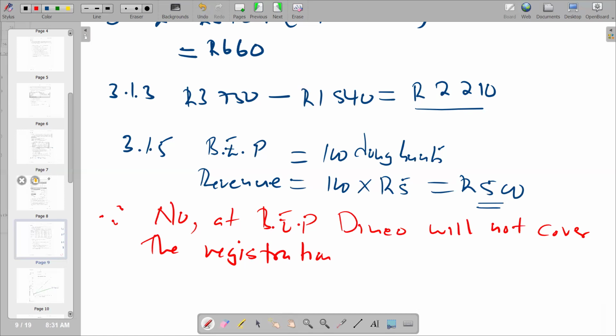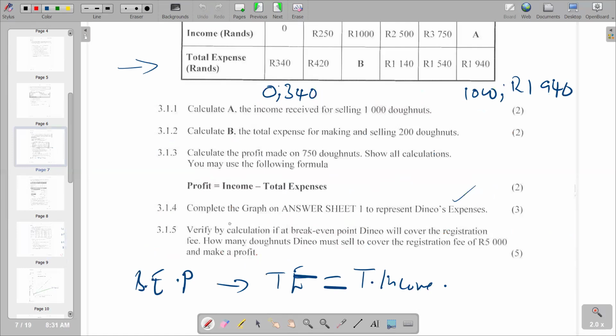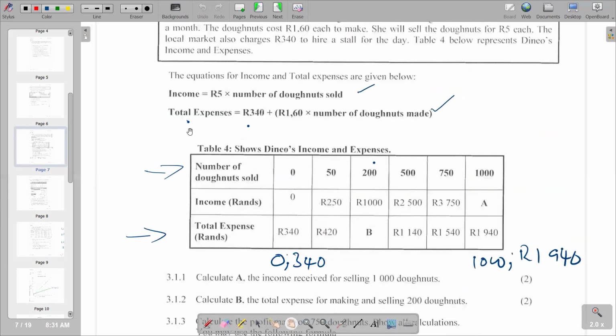Then the second part of our question now is saying how many donors the new must sell to cover the registration fee of 5,000 rands and make a profit. So obviously we need to see how many donors must be sold so that there is a profit of at least 5,000 rands. So basically that's how we are going to calculate it. We are going to say total income minus total expenses will give you 5,000. And then we can obviously add just one donor on top so that a profit is made.